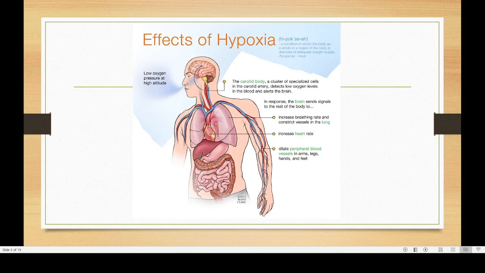It's also an effect of hypoxia. Then dilate peripheral blood vessels in the arms, legs, hands and feet. So this is another example of the effect of hypoxia. Whatever blood vessels are there in the superficial part of the body, or peripheral regions, or the outer part of the body, they will be dilating or enlarging, so that more blood will be flowing in that region. So that is another effect of hypoxia.